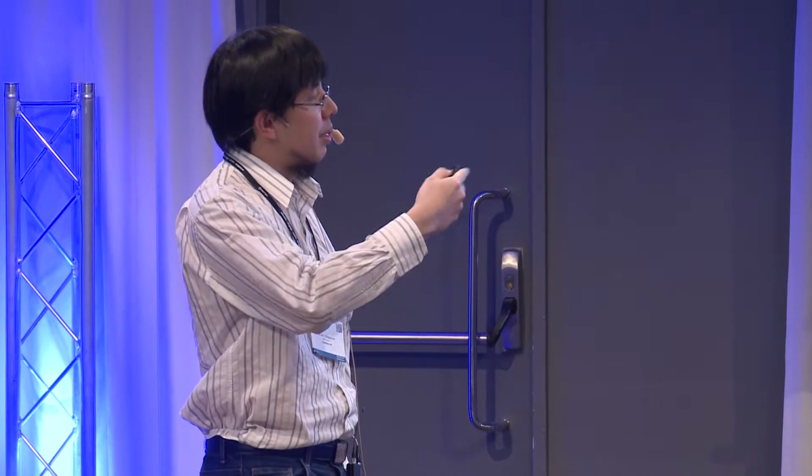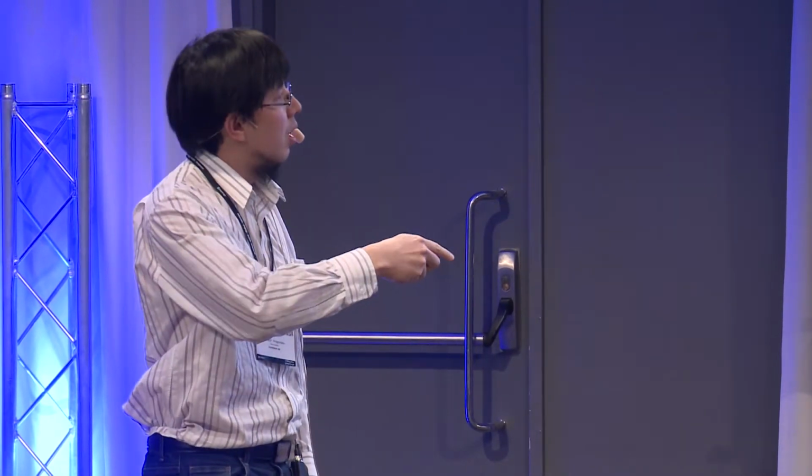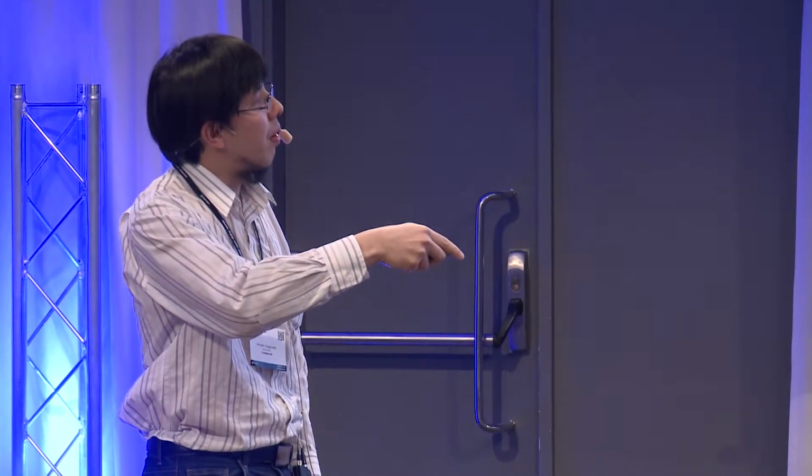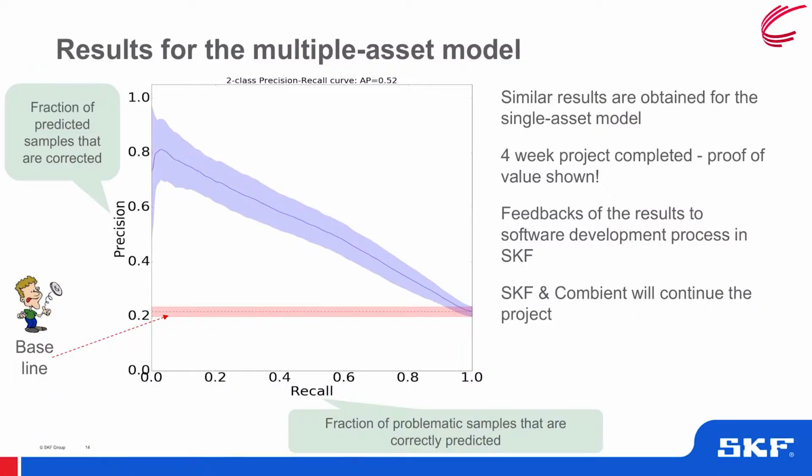Okay, so I have explained to you the approach that we decided to use based on the challenges I mentioned. Next, I will explain what outcomes we got, mainly based on the test data that the model hasn't seen before. These are the results for the multiple asset model with the precision and recall curve. And these are the definitions of precision and recall. Hopefully, many of you are probably familiar with them already.